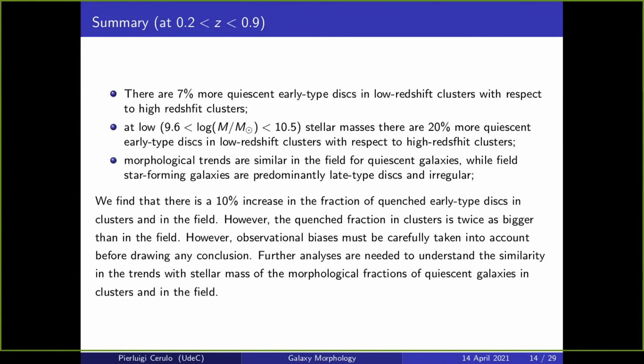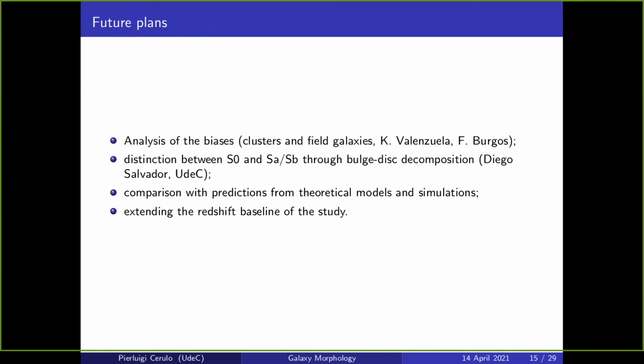We are currently testing the biases induced by the surface brightness dimming, and we plan to go further with our analysis, looking at morphology in a more quantitative way through bulge disk decomposition. And then after we assess all the effects of this surface brightness bias, we plan to compare our results with the predictions of numerical simulations. And of course, we want to extend our redshift baseline.